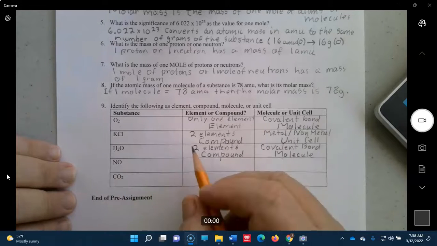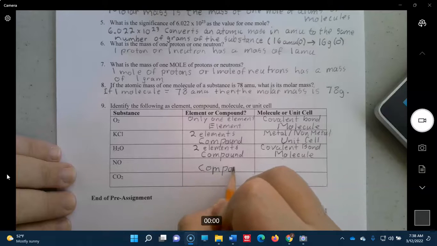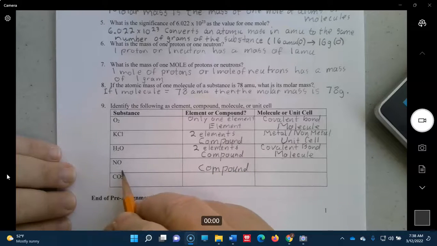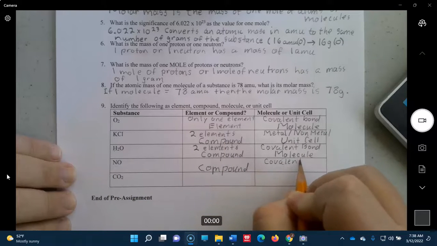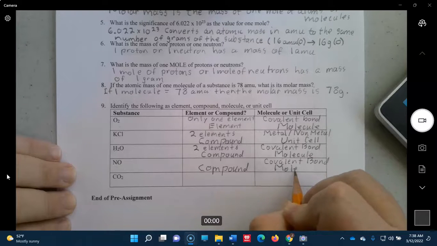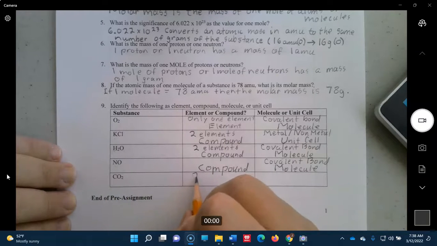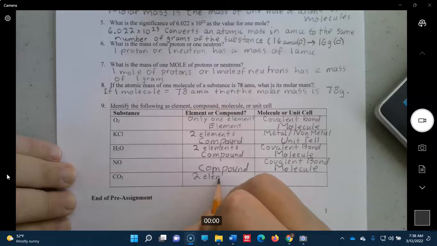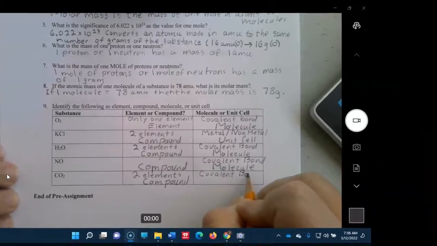Okay, NO. At this point, I'll just write the answer, compound. Two or more elements. And N, non-metal, non-metal. So again, covalent bond. Finally, non-metal, non-metal for carbon dioxide. And there's two elements, two or more elements, could be more than two. All right, and that takes care of that.